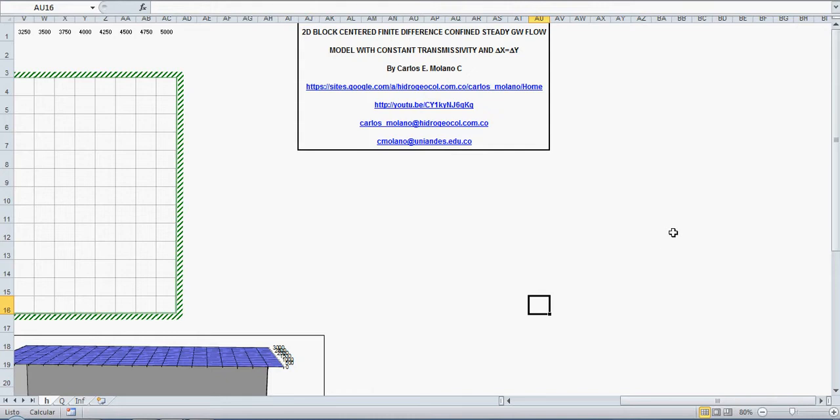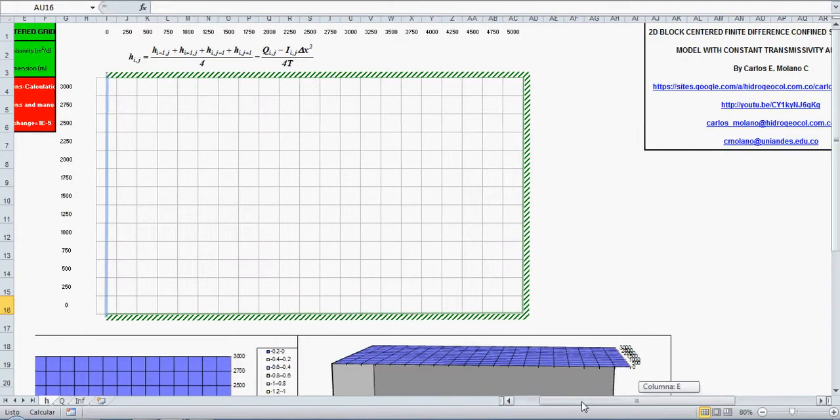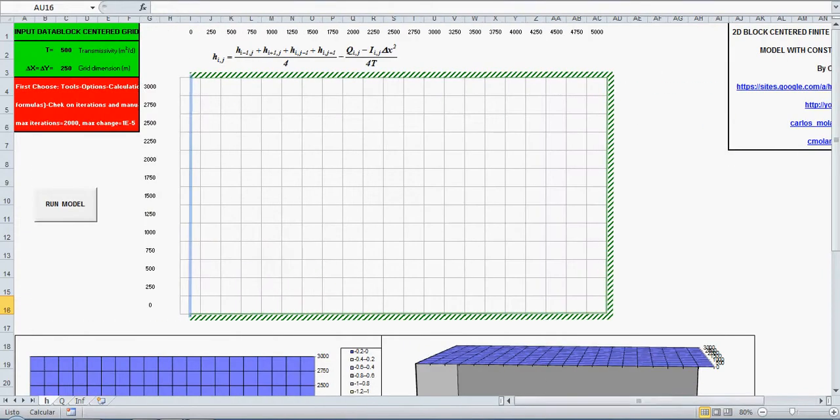This spreadsheet shows how to construct a finite difference model for confined and static flow conditions with constant transmissivity and grid dimension delta x equal to delta y. I use a 2D block centered finite difference grid. Previously, I explained how to construct a 2D mesh centered finite difference grid, so I'm going to explain here only the main difference.